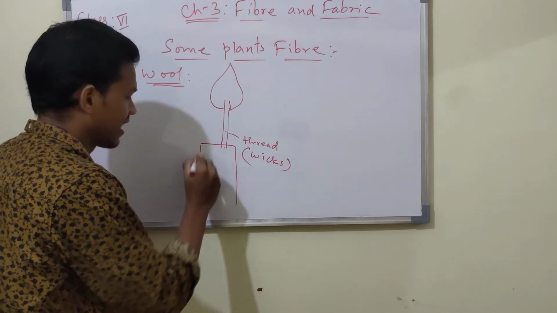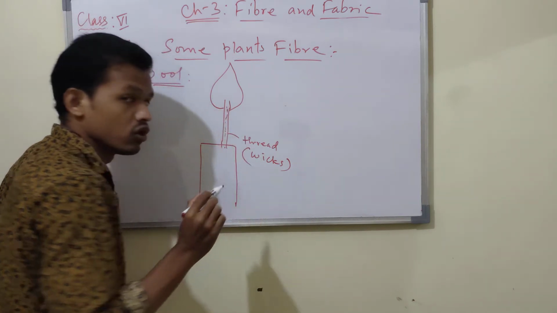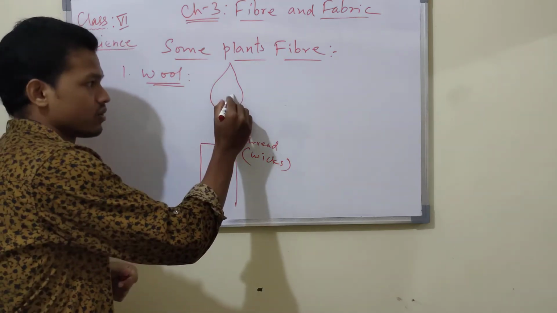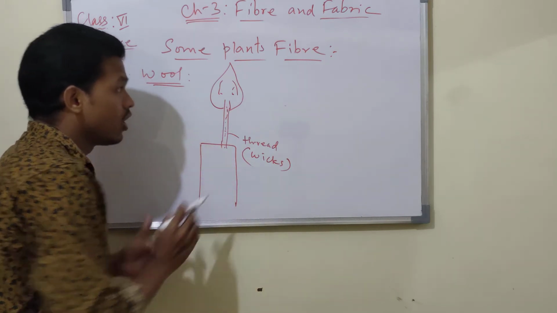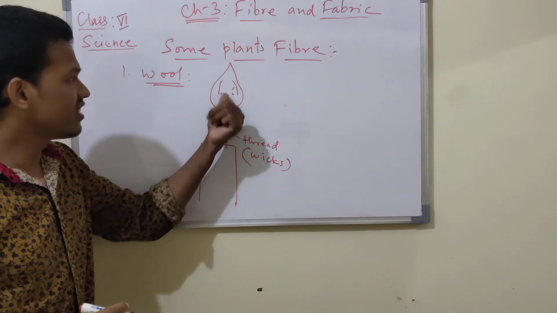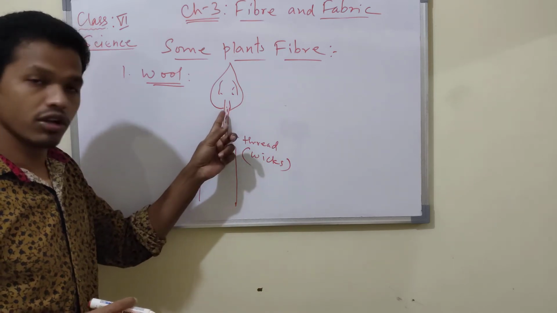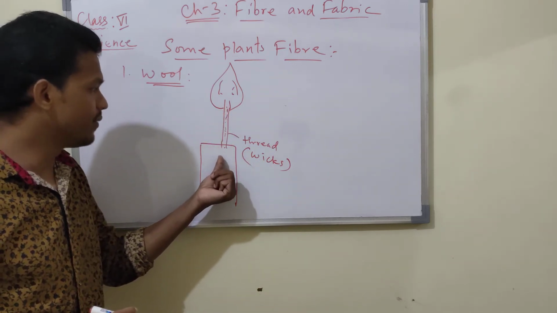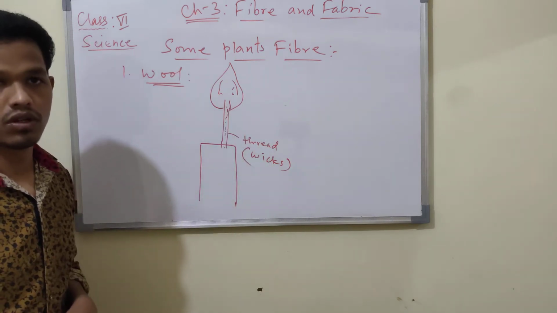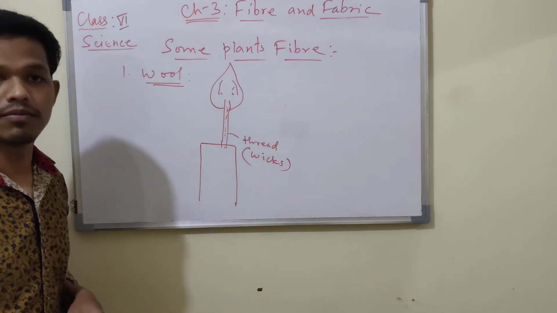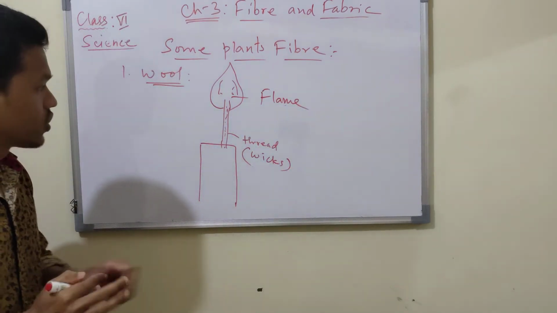This is a candle. Here the pores, the little holes, are present, through which, when the burning of the thread takes place, the oil present in the candle reaches the tip of the thread. Unless the oil reaches here, this flame will not burn. With the help of this oil, the flame is burning.